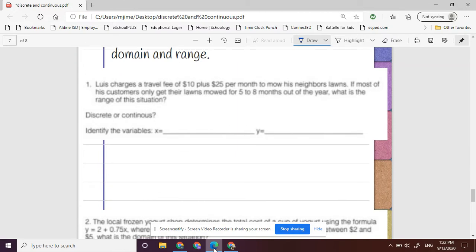Okay, so you still want to first ask yourself whether it's discrete or continuous, and then identify the x and the y so that you know what variable is what. So Luis charges a travel fee of $10 plus $25 to mow his neighbor's lawn. If most of the customers only get their lawns mowed for 5 to 8 months out of the year, what is the range of the situation? So we're just trying to figure out how much he's going to make in 5 to 8 months. So x is the number of months that they're going to get mowed, and this is the amount he's going to make.